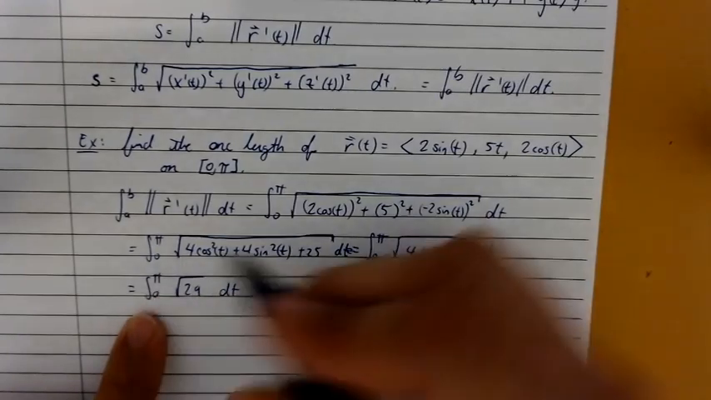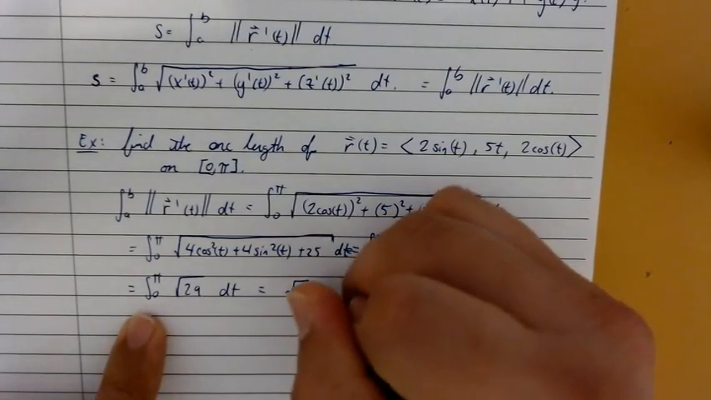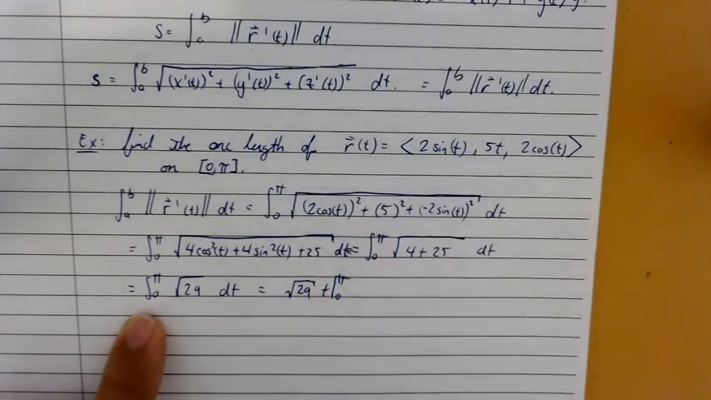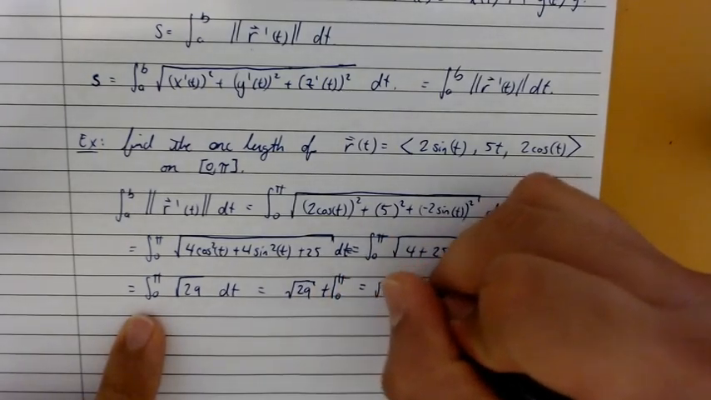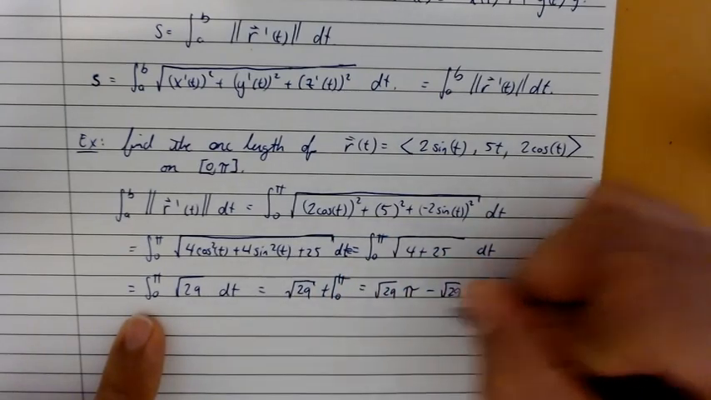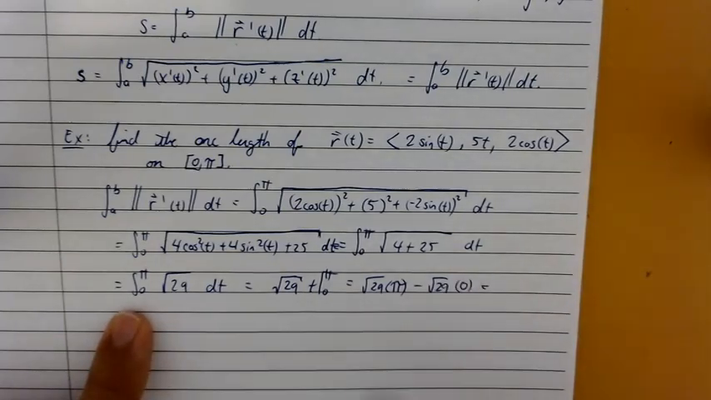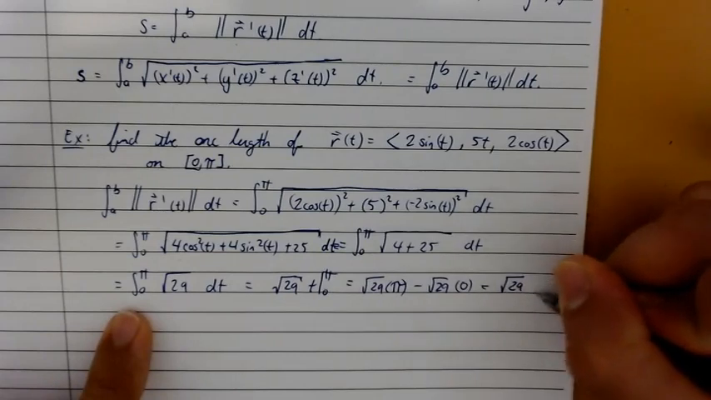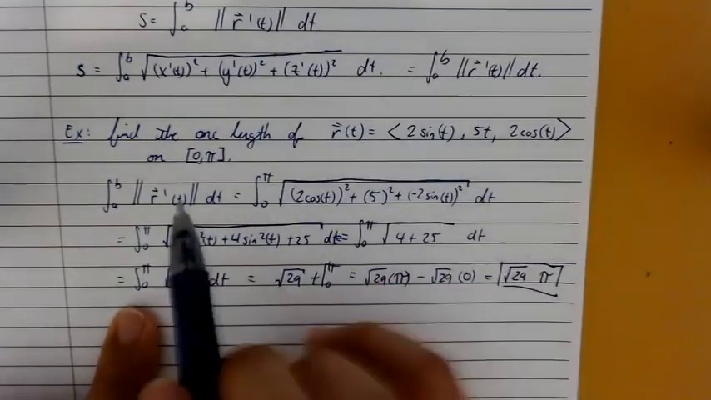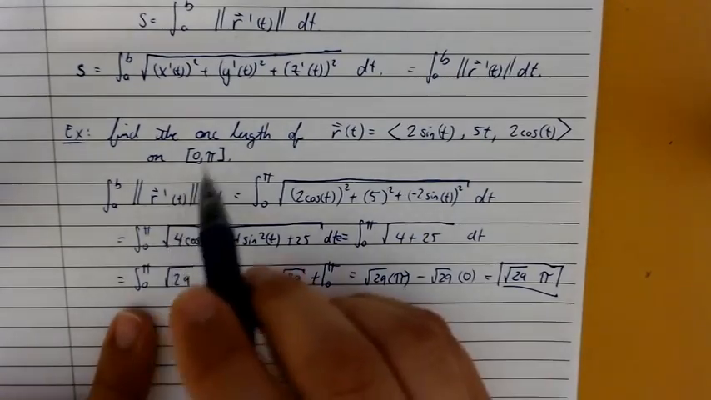Because, of course, the integral of a constant with respect to t is just that constant times t, root 29 t. And we're evaluating that from 0 to pi. So that'll give us root 29 pi minus root 29 times 0, the upper minus the lower boundary. And so, obviously, that's just 0. So our result will be root 29 pi. And that's the arc length of this curve over this interval, where t goes from 0 to pi.